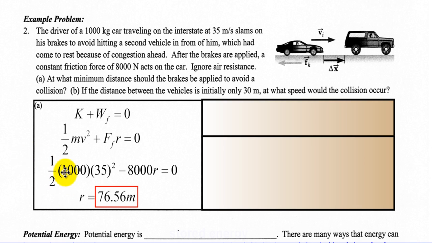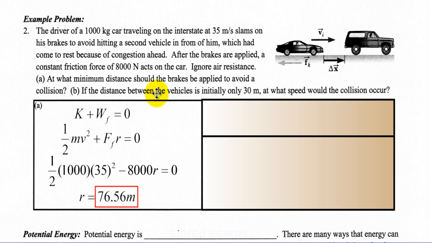So punching your numbers in, remember mass is in kilograms, so it's 1,000, right? Not 10,000. So 1/2 mv squared minus, because it's energy being taken out, and this is that work, so it's just Fr. This force is not at an angle, so I don't have to worry about the cosine theta. And the r comes out to be 76.56, right? So you have 76.5 meters to stop, otherwise you're going to hit that car.